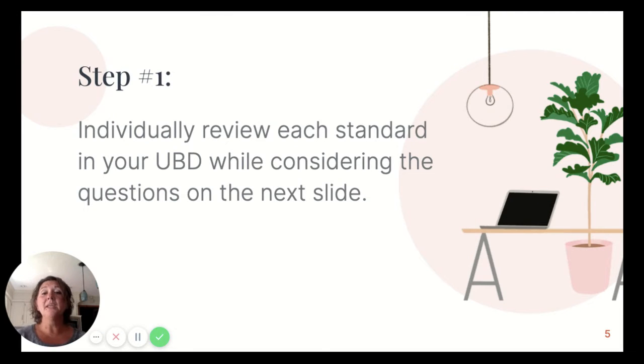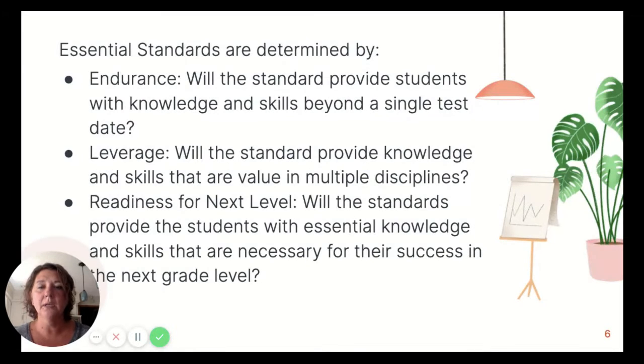Step 1. You are going to individually review each standard in your UBD while considering the questions on the next slide. So by individually, we're just talking about looking at each standard individually. You might want to do a quick read through silently so you're familiar with all of the standards. The essential standards are determined by 3 different areas: the endurance, leverage, and readiness for next level. So you'll ask yourself these questions each standard you look at.